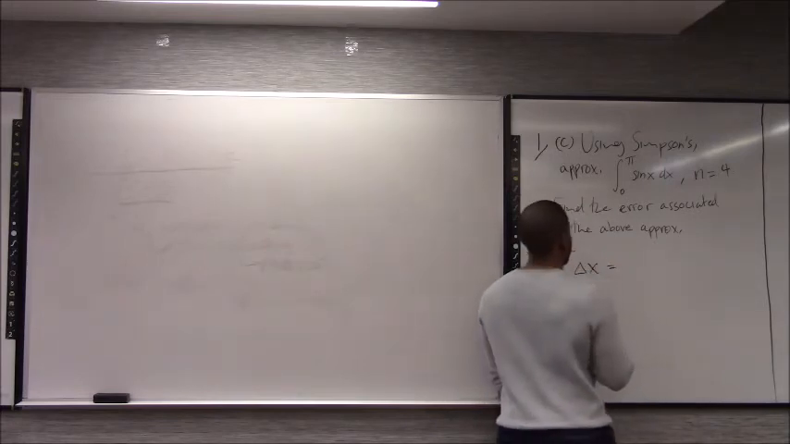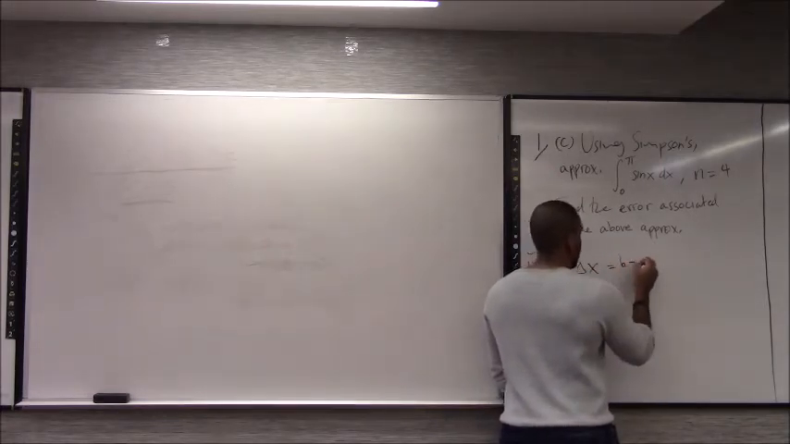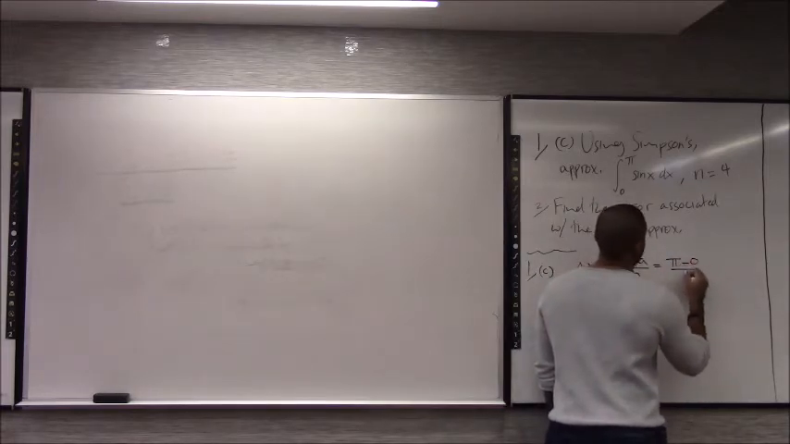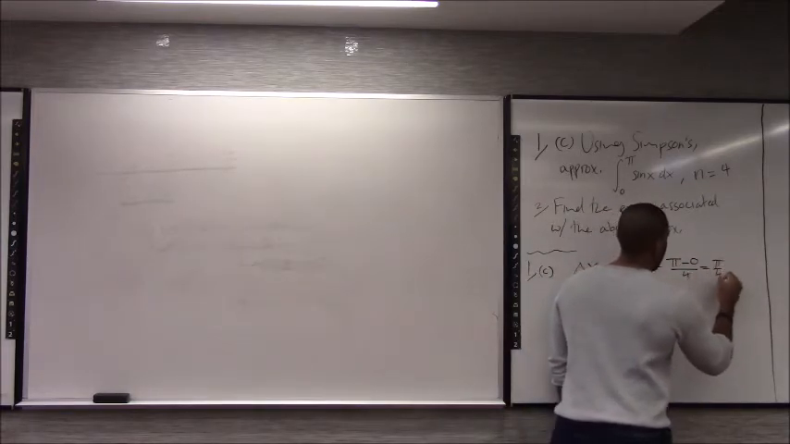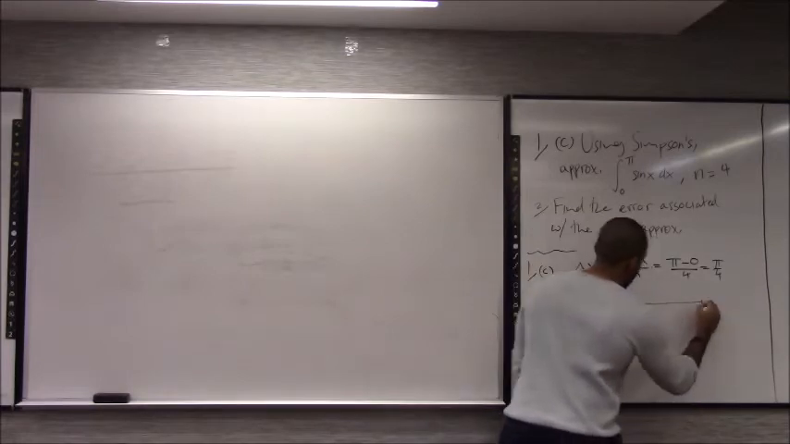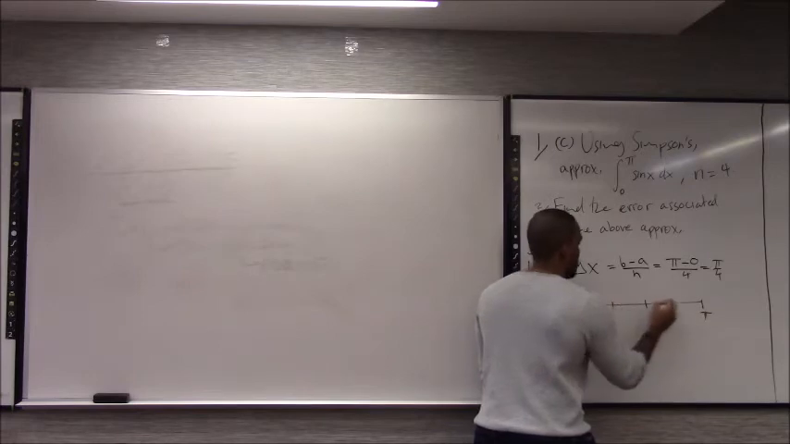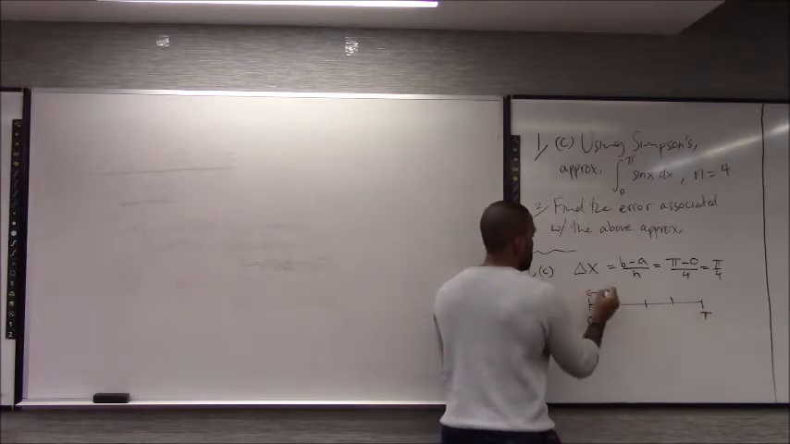Now delta x is, what's the formula? B minus A over n. So that's the first thing. So we have pi minus 0 over 4. So pi over 4. Now that's going to tell you how this interval is dissected. It's from 0 to pi, and it's cut into 4 pieces, and the length of each piece is pi over 4. That's the length.